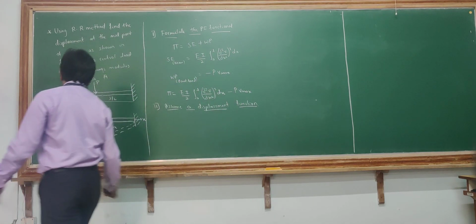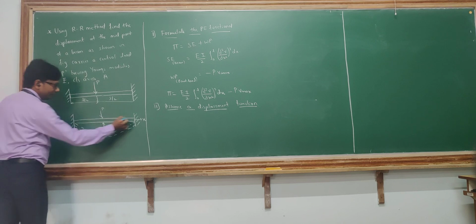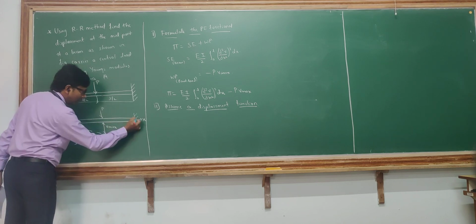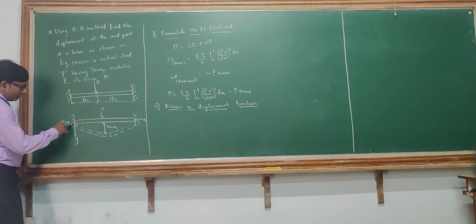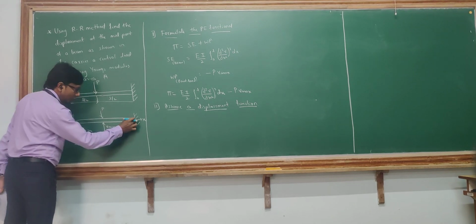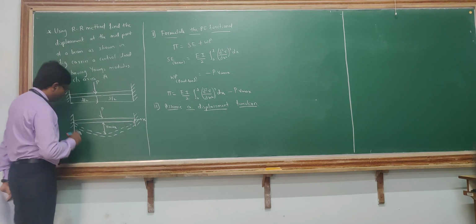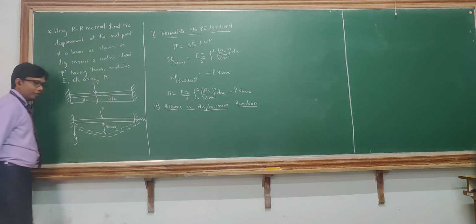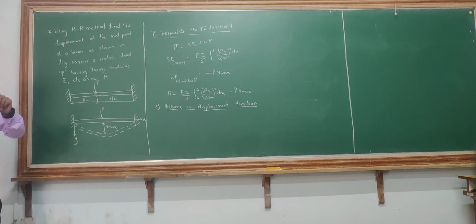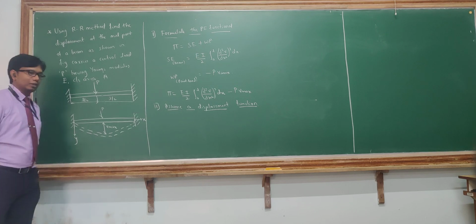So if I take this as a single element, this and this are the two nodes. The first node will have 2 degrees of freedom, the second node will have 2 degrees of freedom. So 2 plus 2 will be 4 degrees of freedom, and the load applied is 1, so it will have 5. Which means, it's not 5 degrees of freedom.